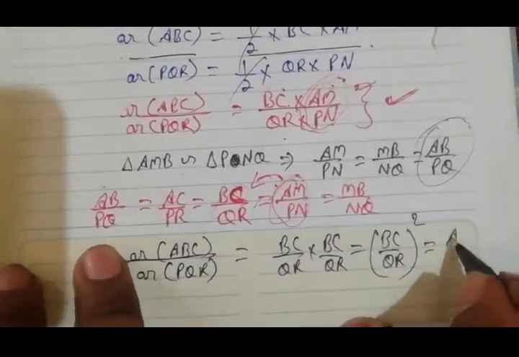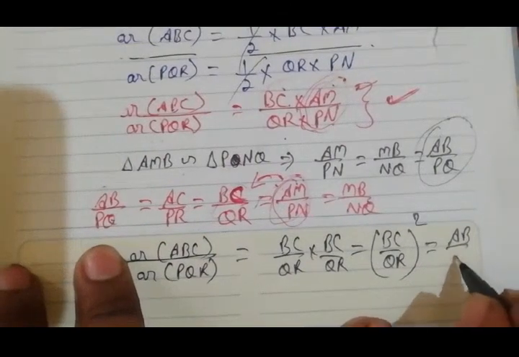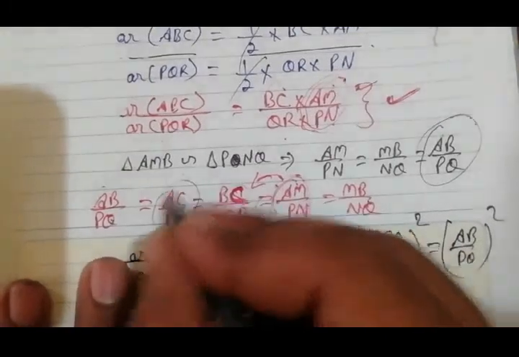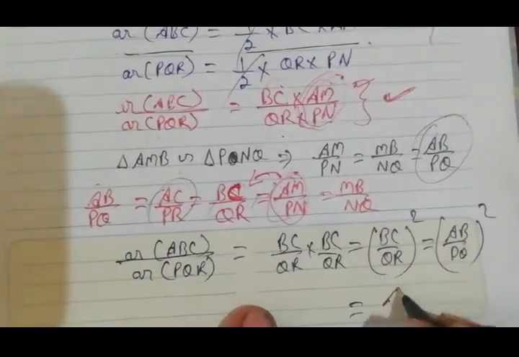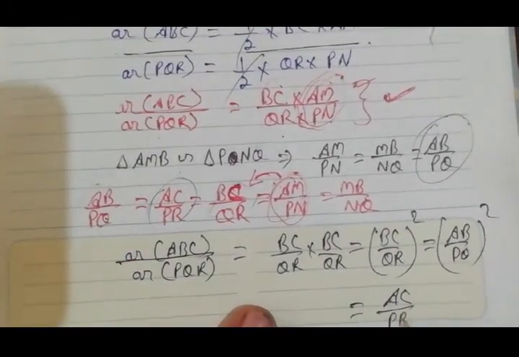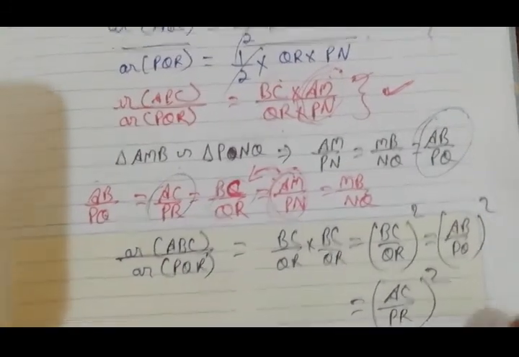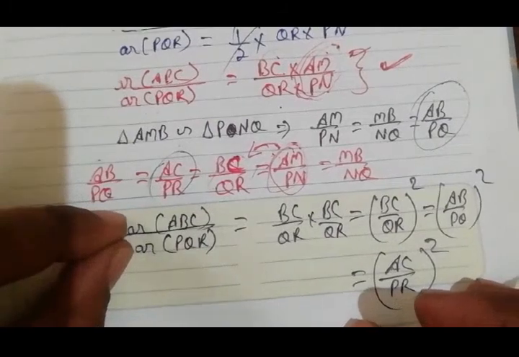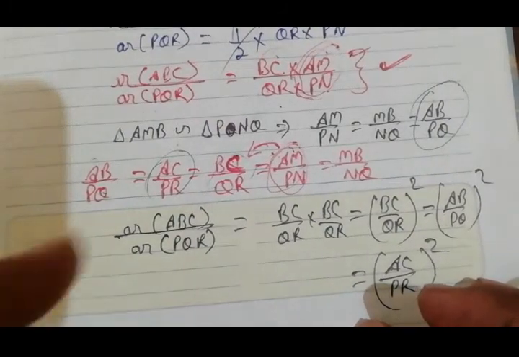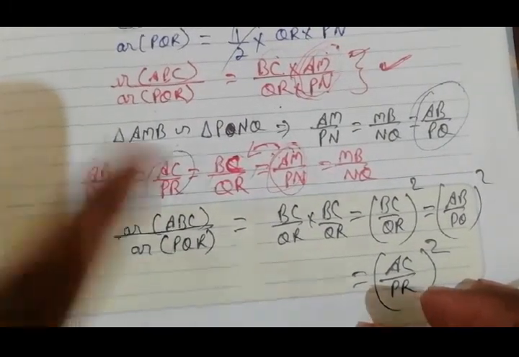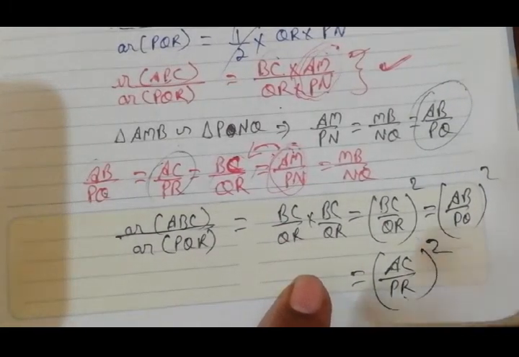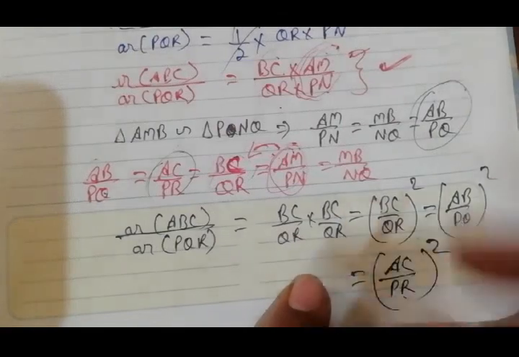Now look, BC upon QR is also AB upon PQ. So here we have another conclusion, that AB upon PQ whole square. Also AB upon PQ is equal to AC upon PR, so it is equal to AC upon PR whole square. Now this shows that the ratio of areas of two similar triangles is equal to the square of the ratio of their corresponding sides.